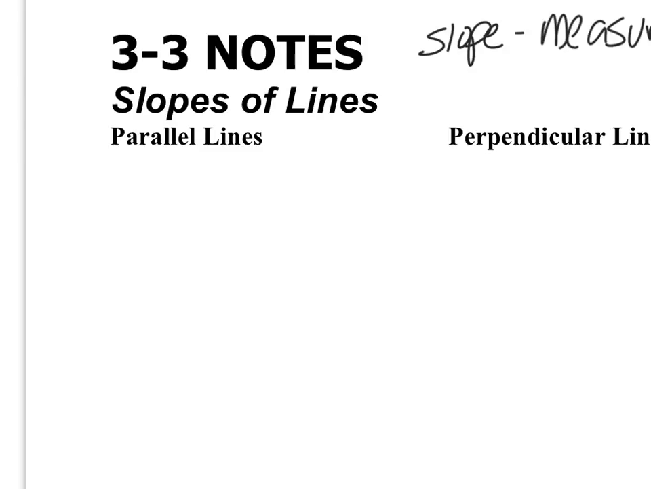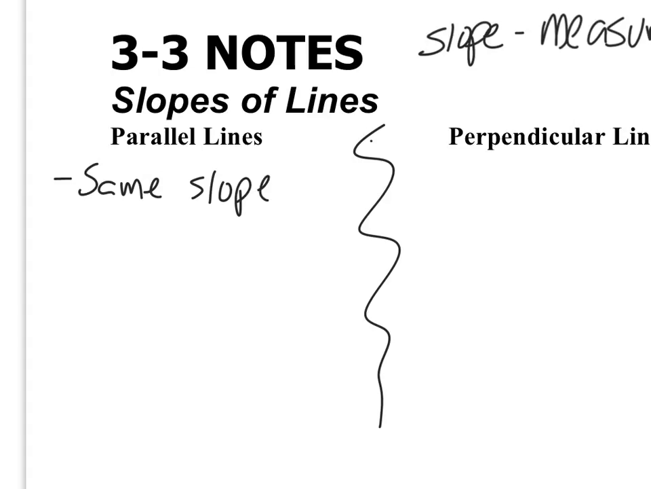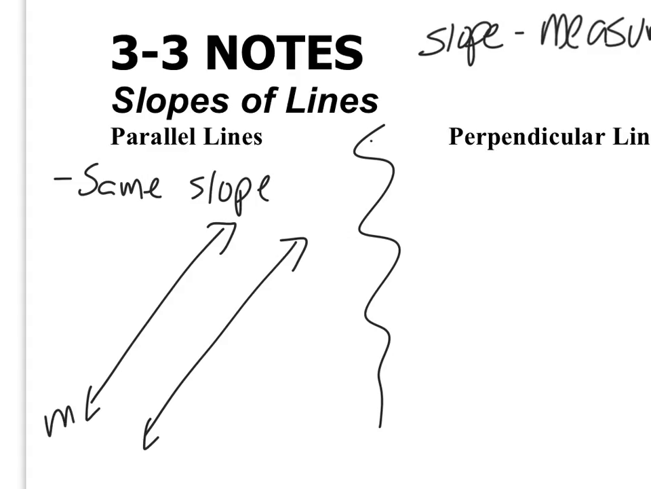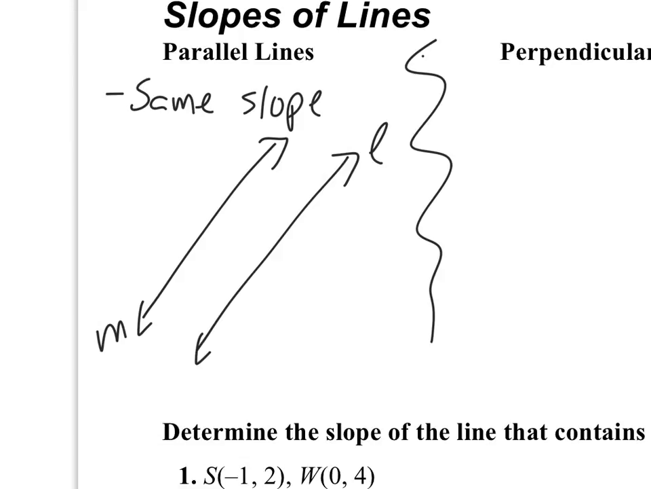So the first thing I want to do is talk about parallel lines. I know that these lines have the same slope. To draw an example for you, let's just say we have a line like this and a line like this. We know that they're parallel. I'll call this line M, and this is line L. Actually, I'm not going to use M.